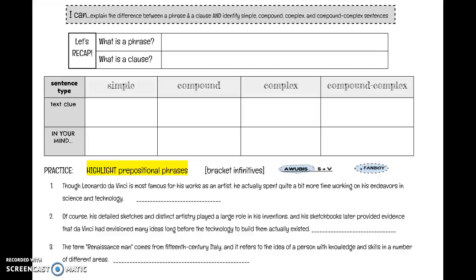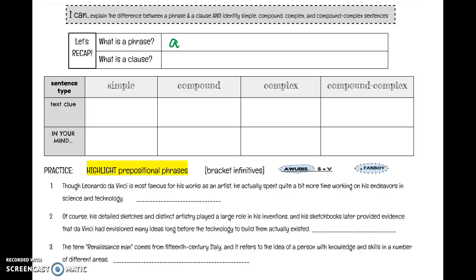For center number 6, you're going to be focused on identifying and classifying different types of sentences: simple, compound, complex, and compound-complex. This is really the big standard for 7th grade, and it's what we've been building up to all year. So in order to do that, we've got to do a little recap, make sure that we understand the difference between a phrase and a clause.